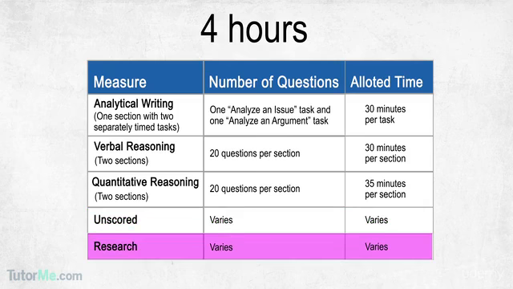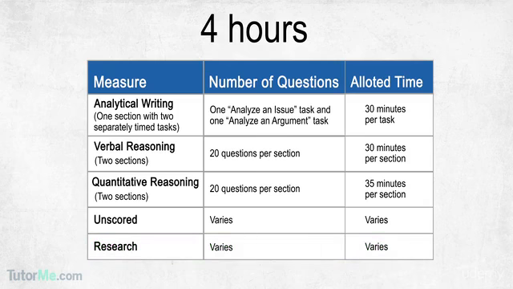An identified research section that does not count towards your score may be included in place of the unscored section. The research section will always appear at the end of the test. Questions in this section are included for ETS research purposes. You may or may not get a research section. If you do, it will come last. It does not count towards your score.